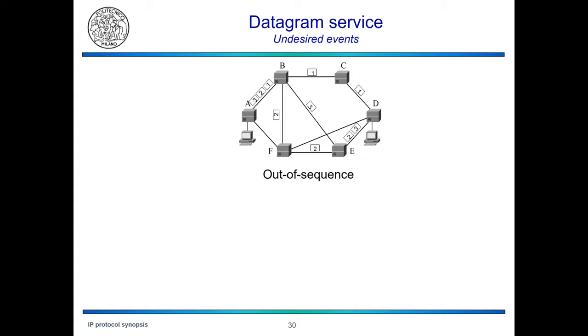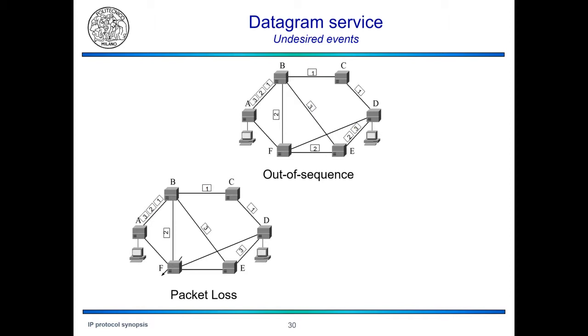If the network layer is offering the datagram service, the network layer is not able to face by itself this situation of out of sequence. There must be something above that, in case of the internet, is the transport layer, in case of the TCP protocol, that will reorder the packets.